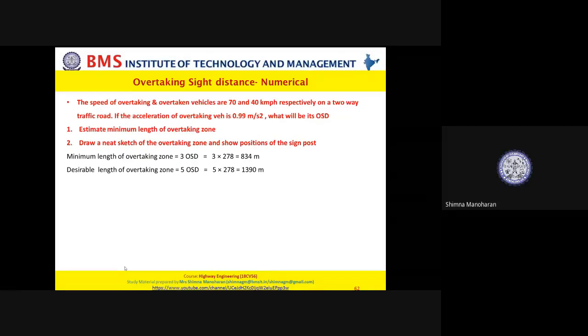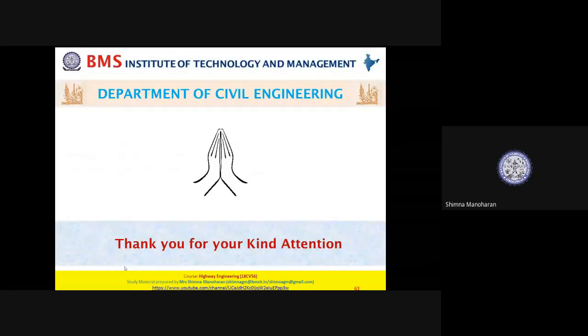So the minimum that has to be provided is 3 into OSD, but desirable is 5 into OSD. In case it is not possible to provide 5 into OSD, then you have to provide at least 3 into OSD. Okay, I think the diagram I have not attached.